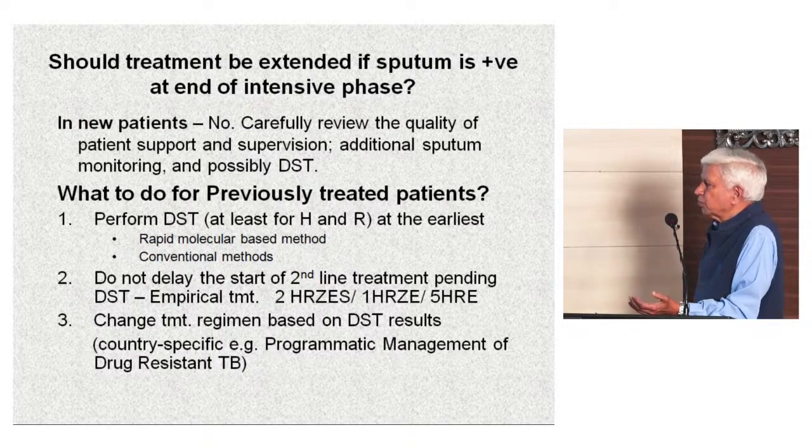And otherwise, of course, if there is a suspicion, then do not delay the start of second line treatment. Send for DST and resort to the kind of second line schedule which we just discussed, that there are 2 months of 5 drugs, 1 month of 4 drugs, and then 5 months of 3 drugs.